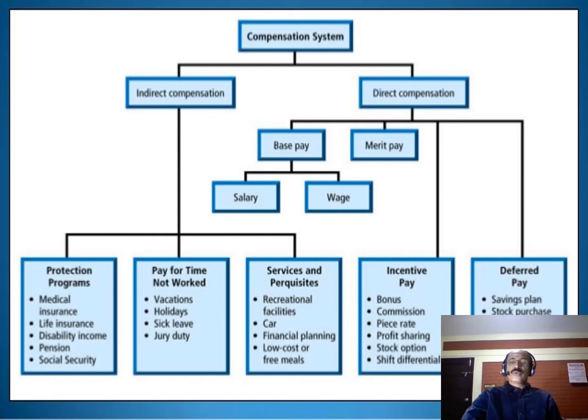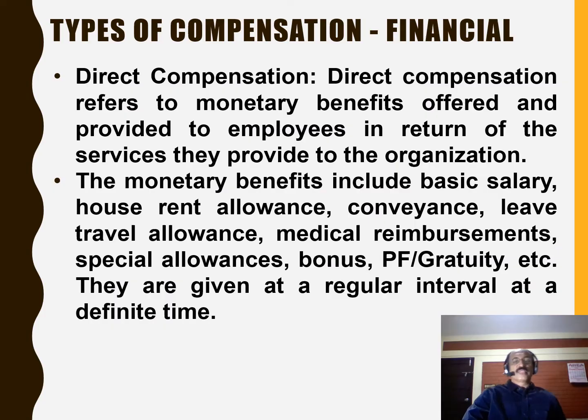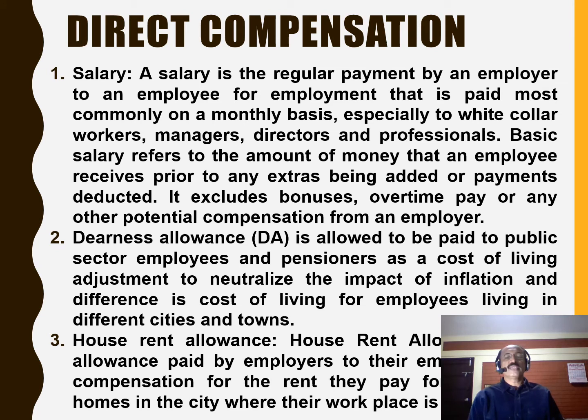So let us go into different types of compensation. Let us look at types of compensation. All right, financial. So direct compensation. Direct compensation refers to monetary benefits offered and provided to employees in return for the services they provide to the organization. Okay, so directly they are getting it. Especially it is provided in monetary form, and it may include salary, HRA, conveyance, leave travel allowance, medical reimbursements, special allowances, bonus, PF, gratuity, etc., at regular intervals. So let's look one by one at what the direct compensations are.